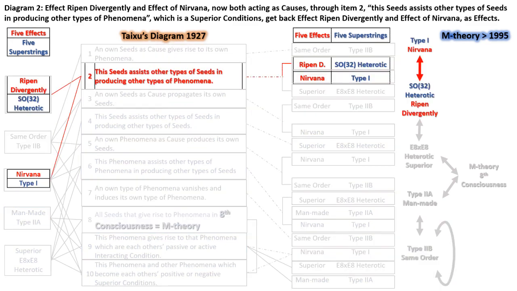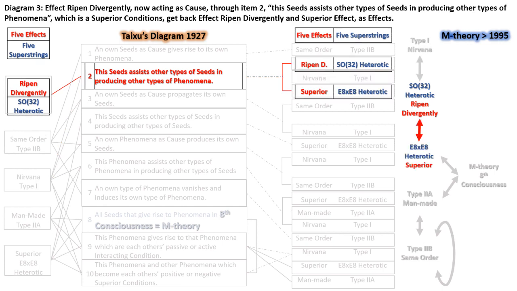Diagram 2 shows effect ripen divergently and effect of nirvana, now both acting as causes. Through item 2, these seeds assist other types of seeds in producing other types of phenomena, which is a superior condition, get back effect ripen divergently and effect of nirvana, as effects. Effect ripen divergently and effect of nirvana correspond to SO(32) heterotic string and type 1 string respectively. That is why there exists a duality between SO(32) heterotic string and type 1 string.